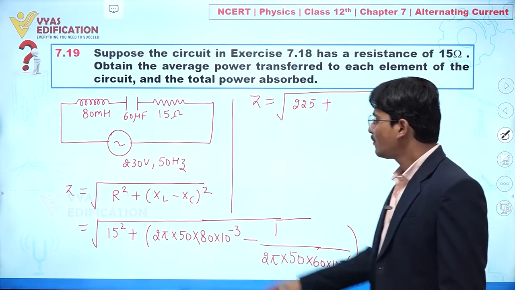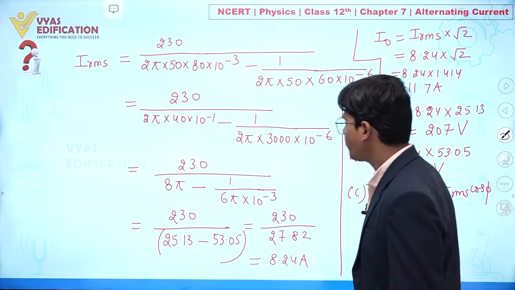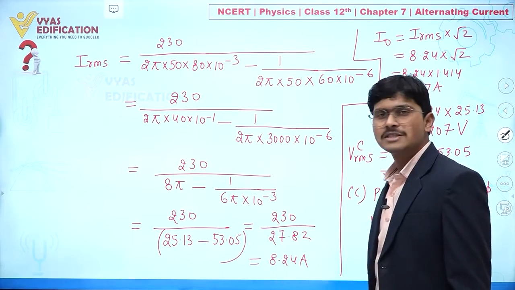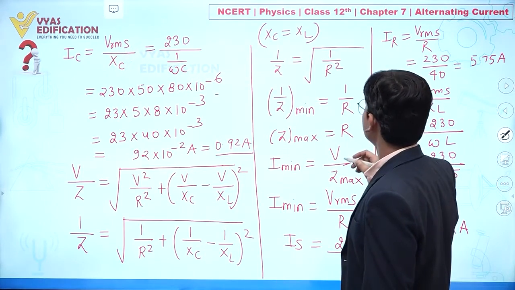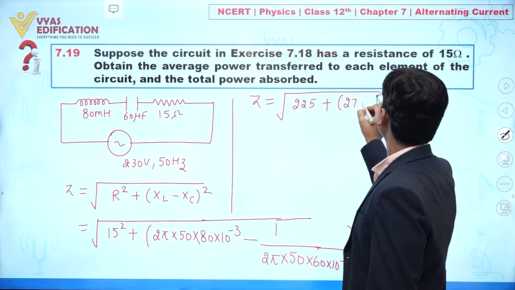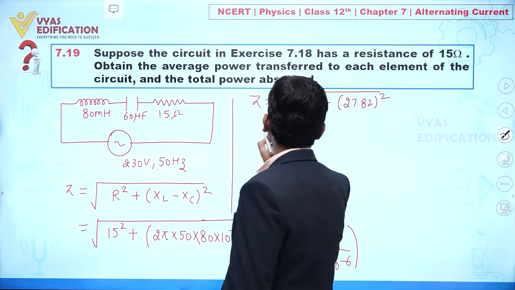Now we can say this value is equal to, we can say this is 25.13 and this is 53.05. So we are getting this is 27.82. Clear? So directly I am saying 27.82, this is whole square. Yes or no? So from here you can write like this.